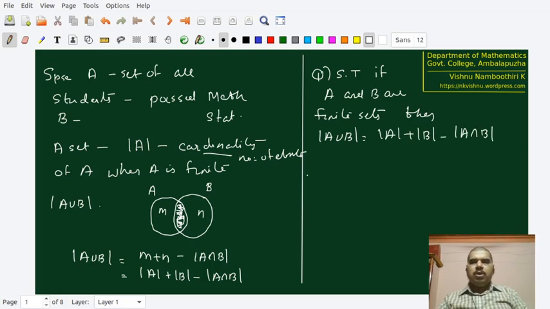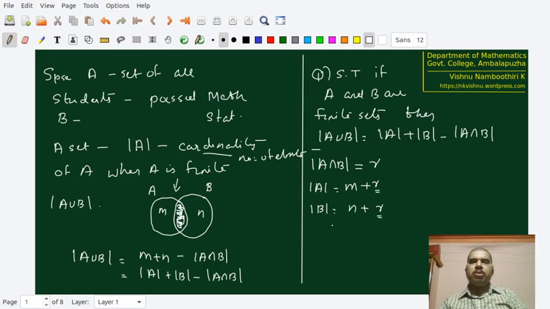To verify this statement, we will first take the number of elements in the intersection. That is, these elements we consider first. Suppose that A intersection B has some r elements. Therefore, r elements are common between A and B. Now, suppose that A has m elements in it which are not in B, plus the elements in the intersection. Suppose that B similarly has n plus r elements. These are all common elements.